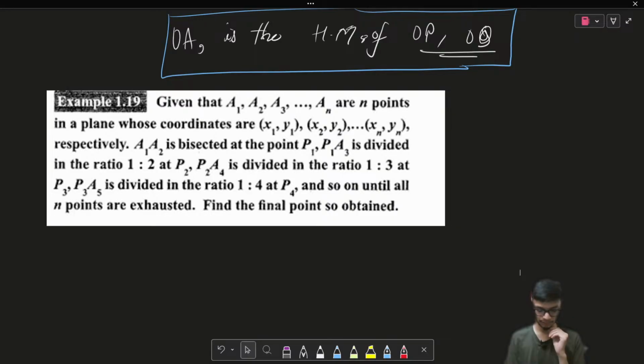I hope I'm audible, right? Okay. Yeah, great. So please solve this problem and let me know the answer. Please let me know the answer you are getting.